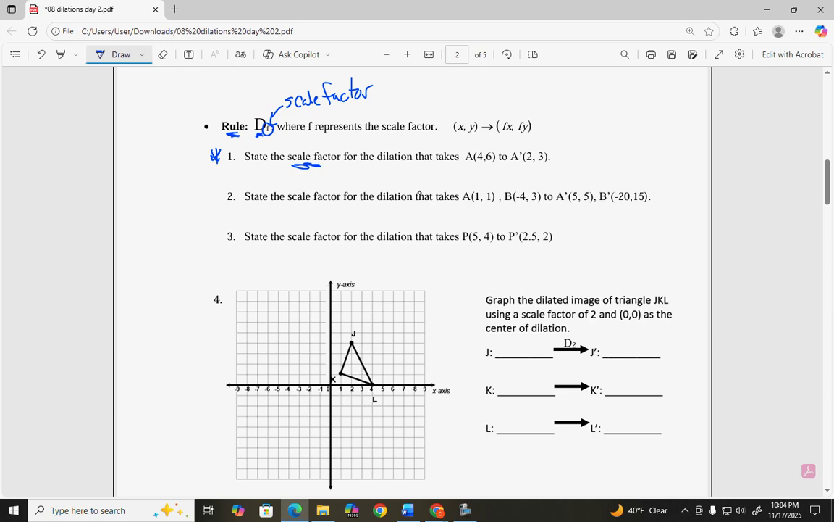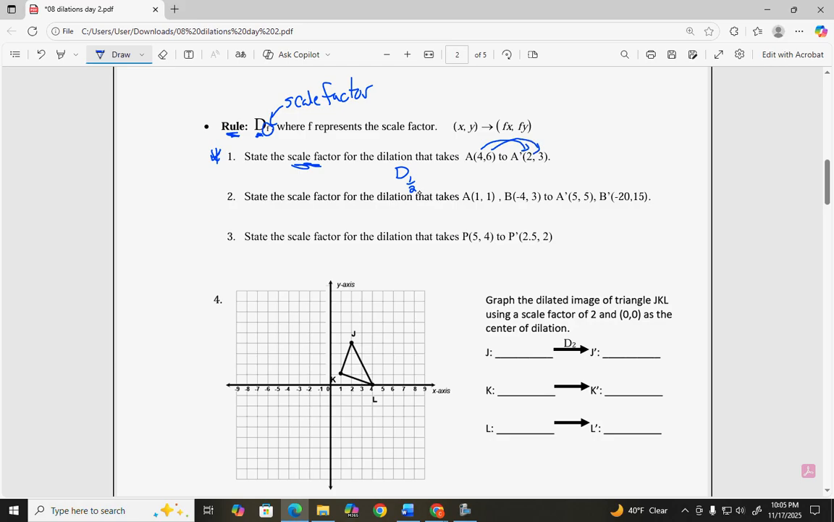It's asking us to state the scale factor if the dilation started at (4, 6), but became (2, 3). So the 4 became a 2, and the 6 became a 3. Isn't that half as big? Yep. So the dilation uses a scale factor of a half. And this is how we write it: a capital D for dilation, and in the bottom right-hand corner, the scale factor.